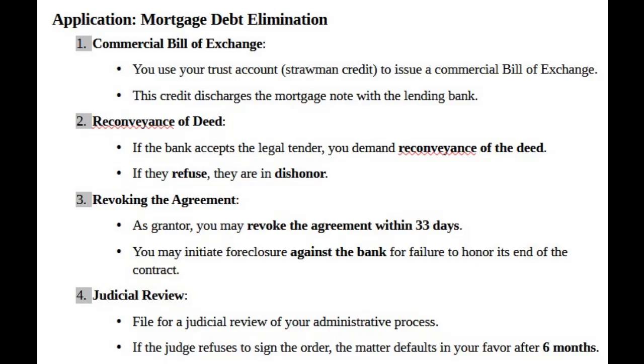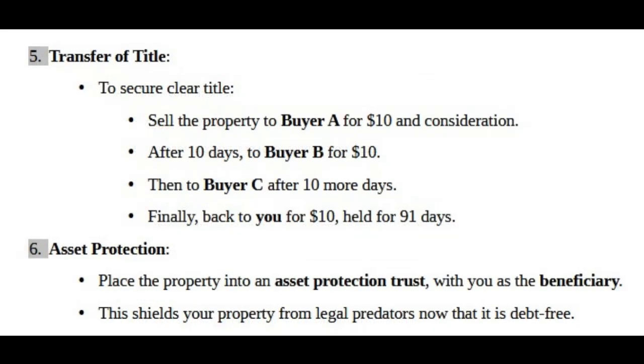4. Judicial review. File for a judicial review of your administrative process. If the judge refuses to sign the order, the matter defaults in your favor after 6 months. 5. Transfer of title. To secure clear title, sell the property to buyer A for $10 in consideration. After 10 days, to buyer B for $10. Then to buyer C after 10 more days. Finally, back to you for $10, held for 91 days.